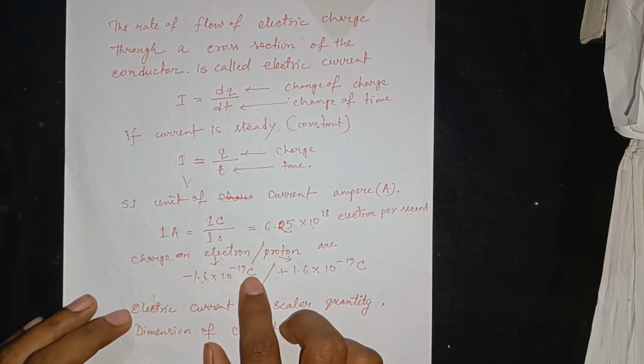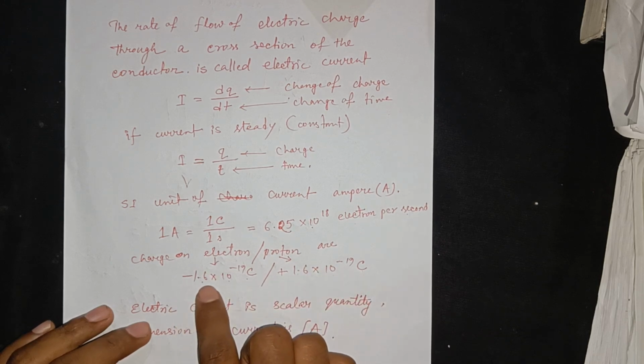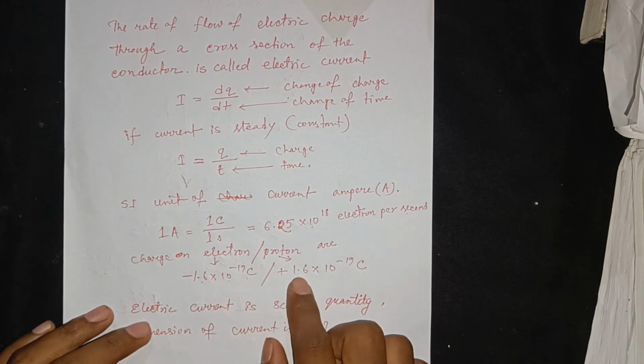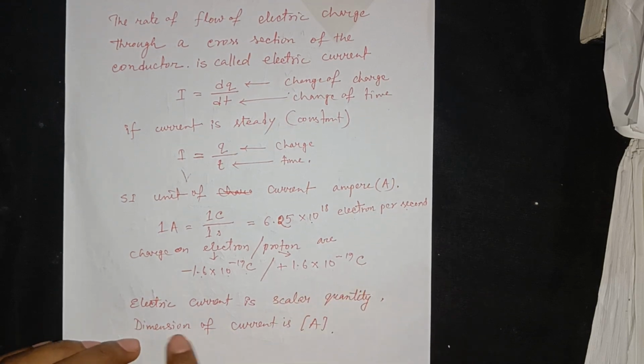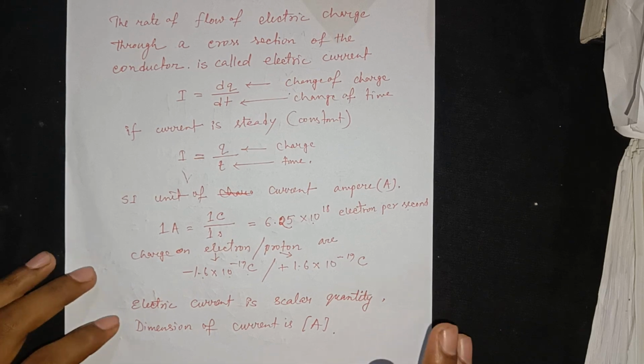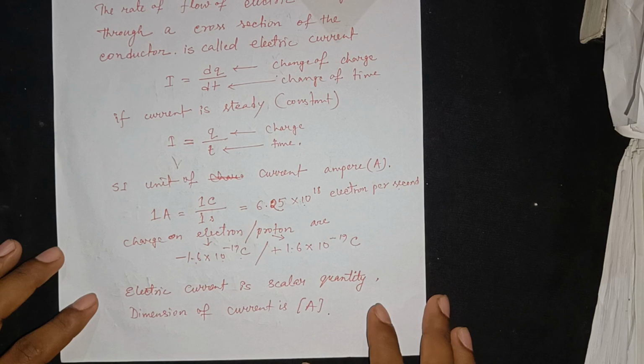Charge on an electron is given as minus 1.6 into 10 power minus 19 coulomb, and charge on a proton is given as 1.6 into 10 power minus 19 coulomb. Electric current is a scalar quantity. So the dimension of current is ampere.